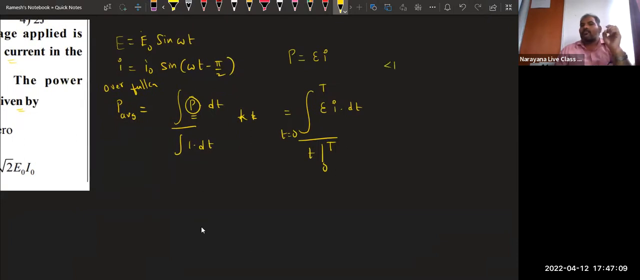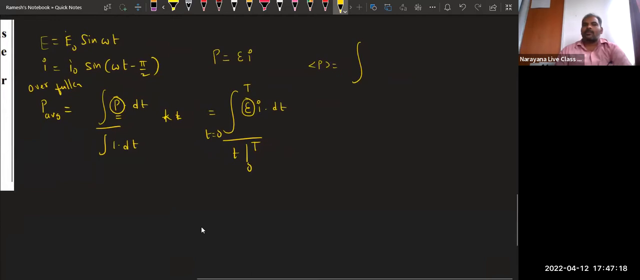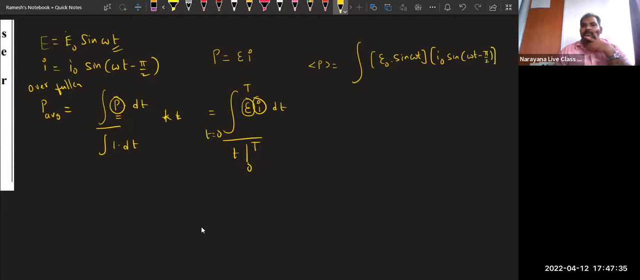So I can write average power equal to how much? Integration of, you tell me, what is the EMF induced at any time t seconds? What is the voltage drop across? E naught into sine of omega t, into what is the instantaneous current equal to? I naught into sine of omega t minus pi by 2, into dt, and the whole divided by capital T.